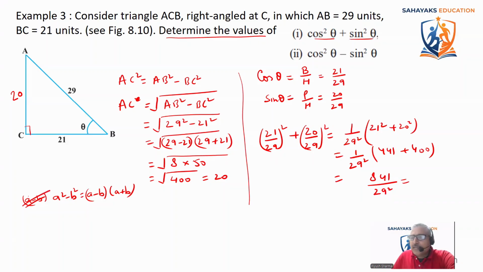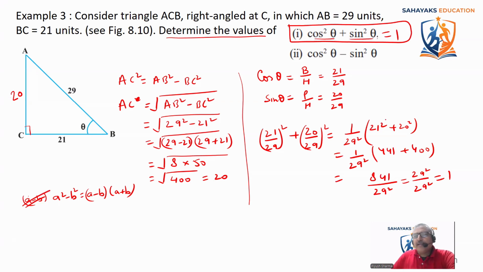And we know that 841 is the square of 29. So it is 29 square divided by 29 square. So the value comes out to be 1. So we say cos square theta plus sine square theta is equal to 1. So this part, we found the value.